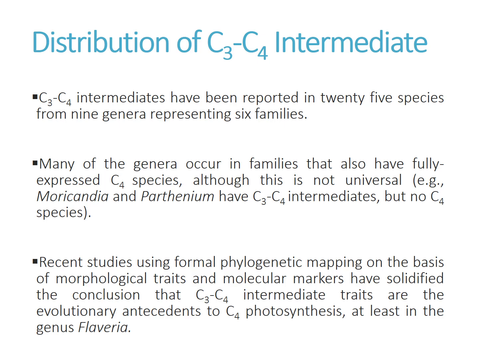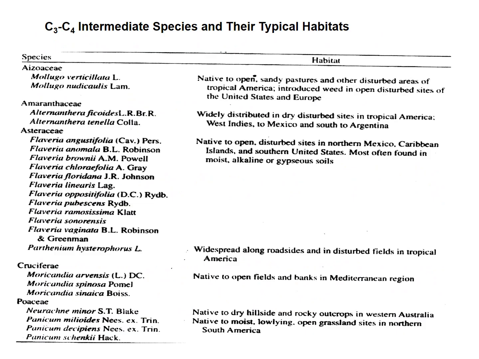Arguments have been posed to explain C3-C4 intermediates as evolutionary precursors to C4 photosynthesis, although alternative explanations are also possible. Recent studies using formal phylogenetic mapping on the basis of morphological traits and molecular markers have solidified the conclusion that C3-C4 intermediate traits are the evolutionary antecedents to C4 photosynthesis, at least in the genus Flaveria. This is the table showing C3-C4 intermediate species, the name of the species, and their typical habitats.